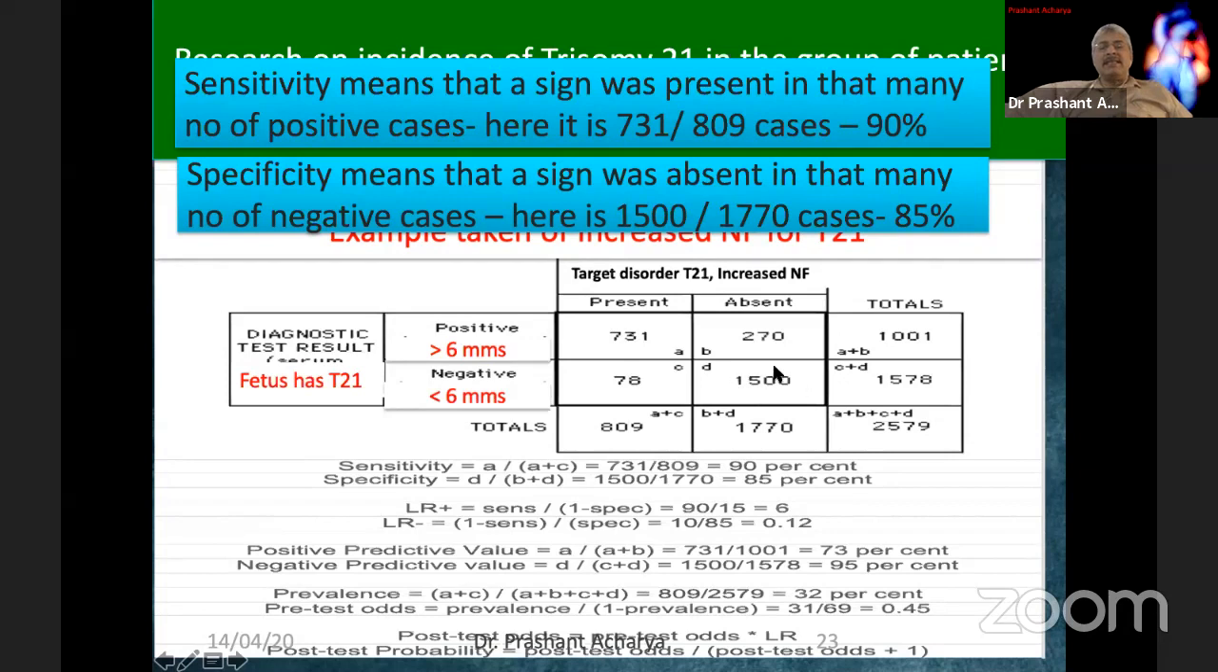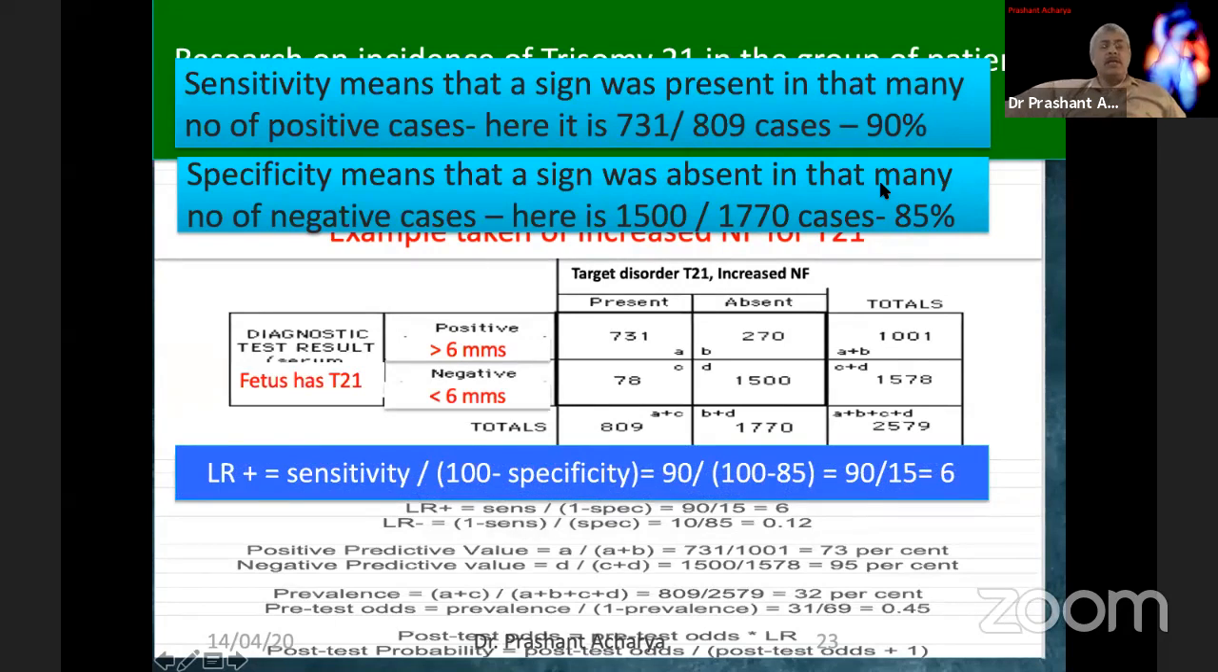Now, if the sign is absent, say the nuchal fold is less than 6 millimeter, that is out of 1770, 1500 have a normal nuchal and the disease was absent. So this is true negative, and this is true positive. So 1500 divided by 1770 is 85%. So if the sign is absent, the disease is going to be absent in 85%. And here the sign is present, disease is present, that is 90%.